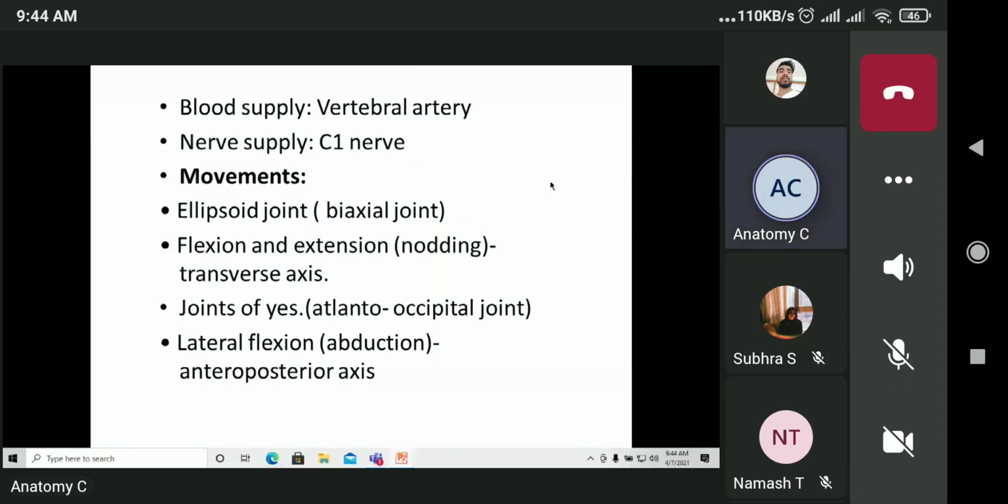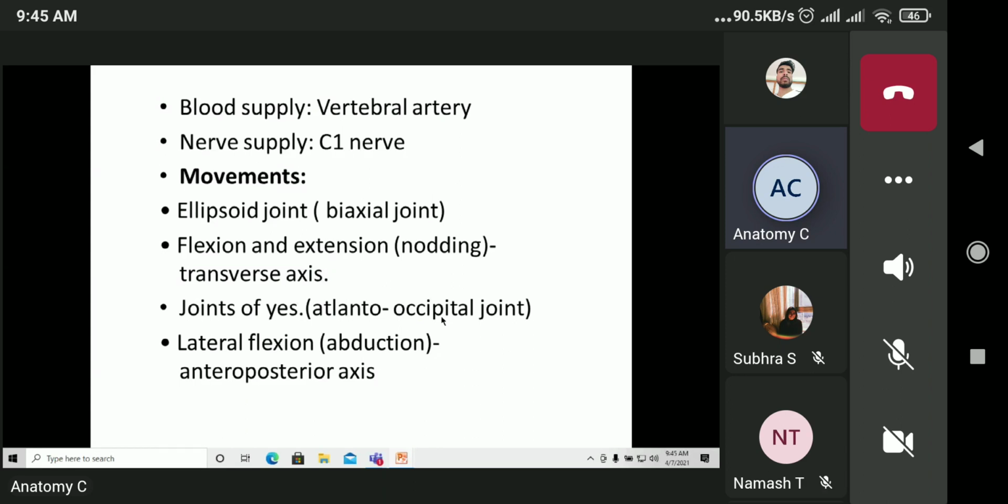Now, blood supply is as the vertebral artery is passing through it. So, vertebral artery and C1 nerve. Movement: biaxial joint, ellipsoid joint. Flexion, extension, nodding movement will occur in the transverse axis. This is also known as the joint of yes. The atlanto-occipital joint is known as the joint of yes.